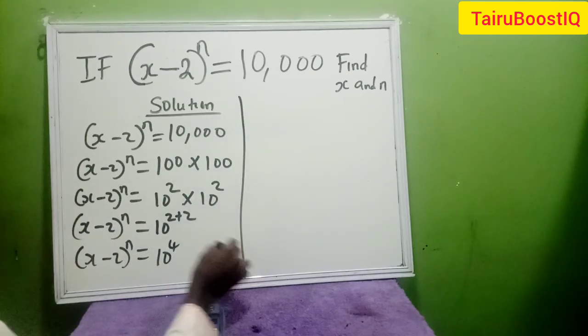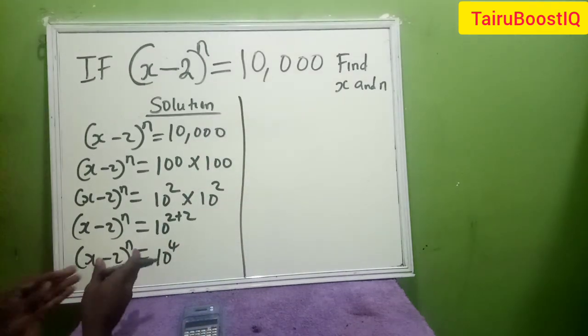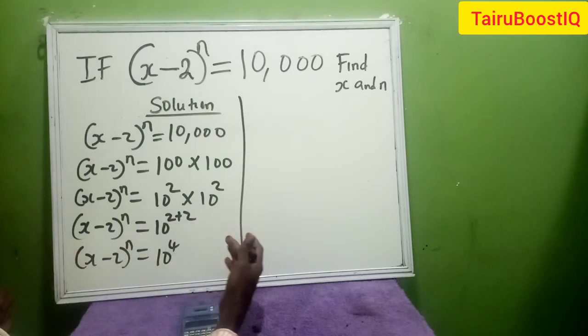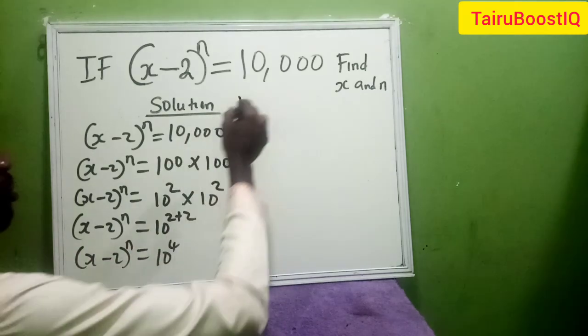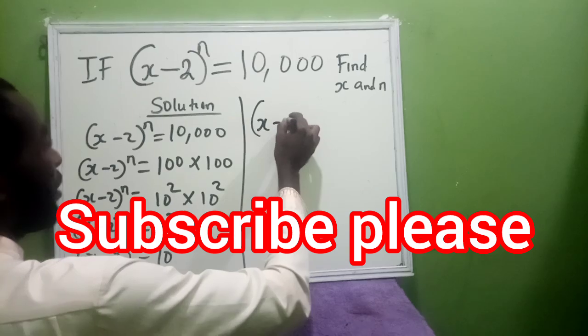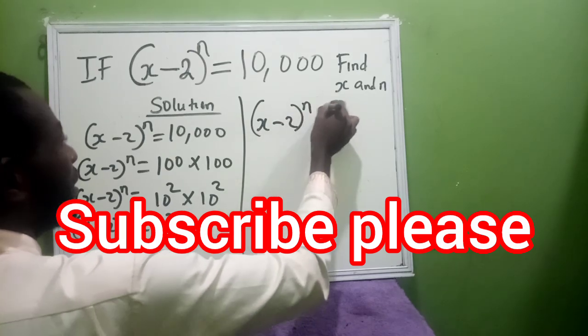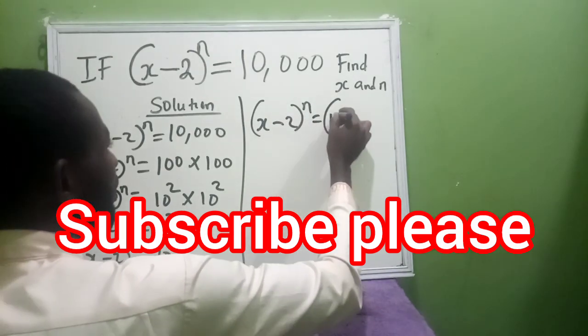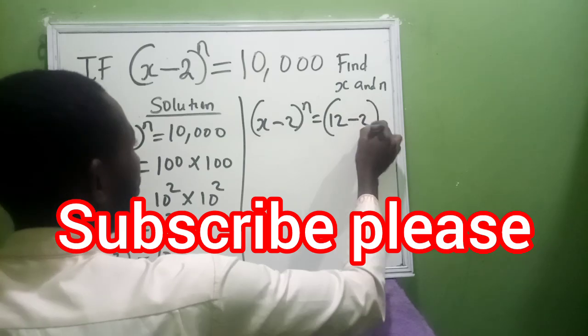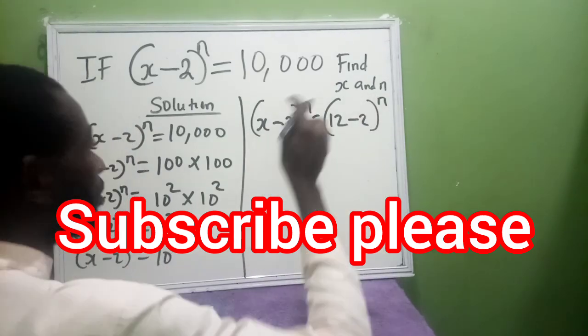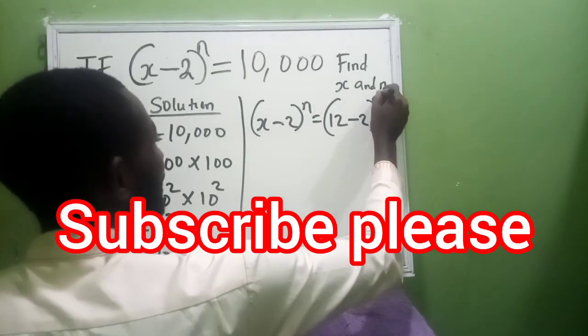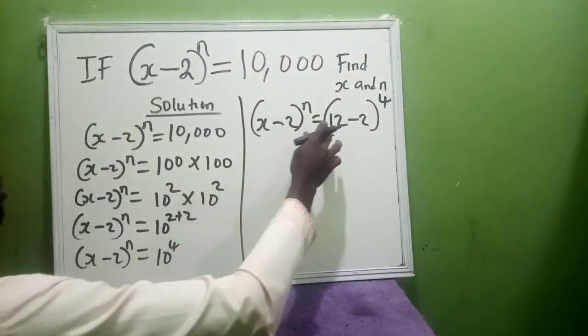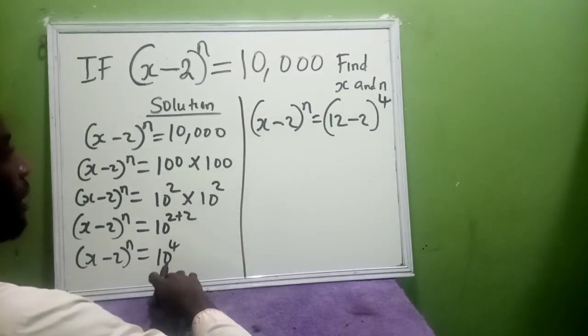Here comes the analysis. Now I want the left-hand side to be equal to the right-hand side. So here I'm going to have (x - 2)^n equals ((12 - 2)^n)^4. Why did I say that? Because 12 minus 2 will still give me 10.